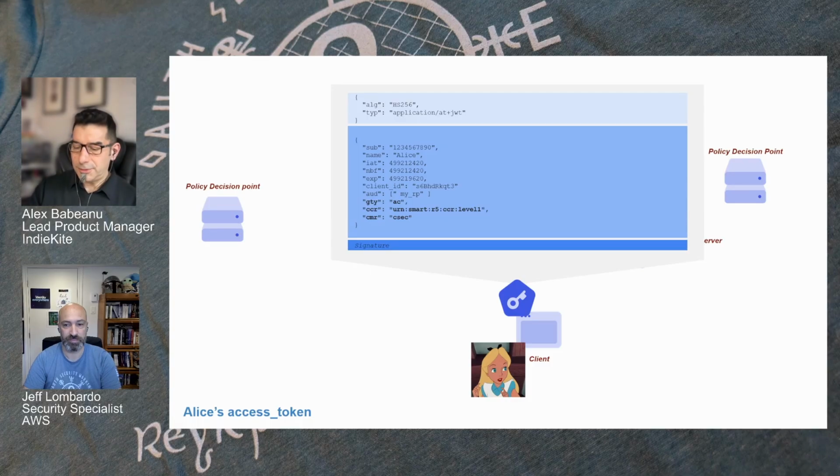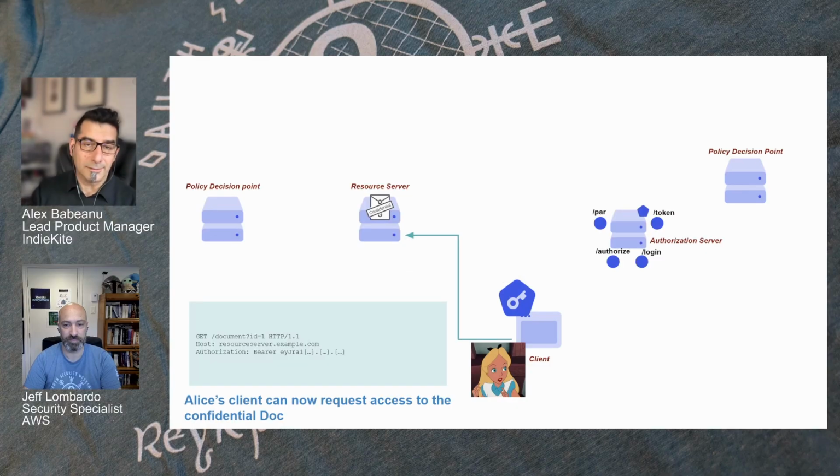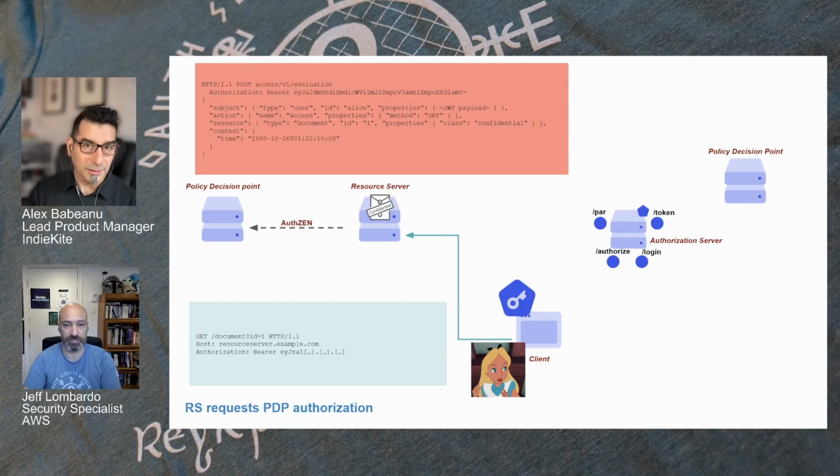Good. So now using that, Alice can make a request. I mean, the client that Alice uses makes a request to the resource server and passes that access token. The resource server then communicates with the policy decision point in the backend to determine if Alice is in fact authorized to access the protected document.